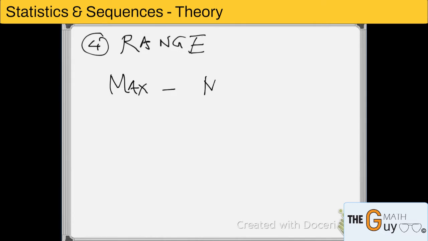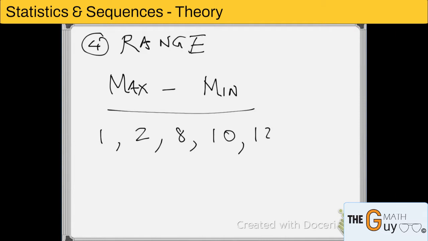The fourth thing you have to remember is range. Range is quite straightforward. Range is nothing but the difference between the maximum and the minimum number in your list. So if you have a list like 1, 2, 8, 10, 12, 15, the range here is the difference between 15 and 1, which is 14. Right? Easy. Great.